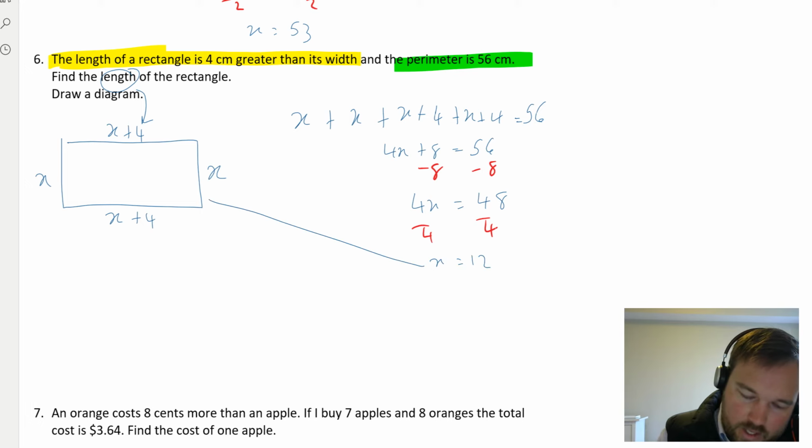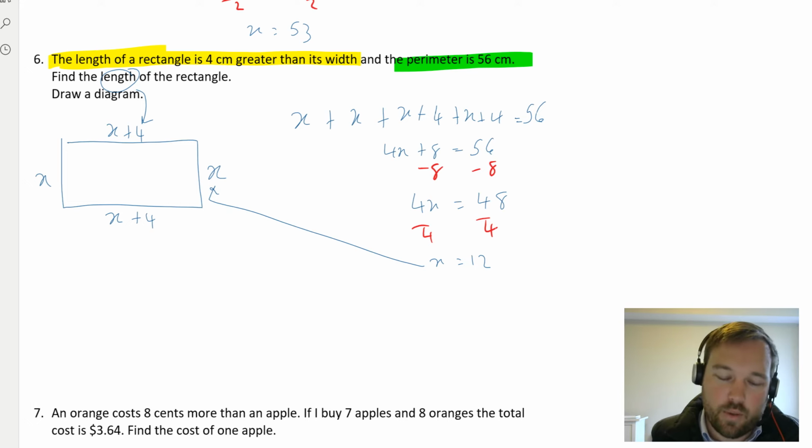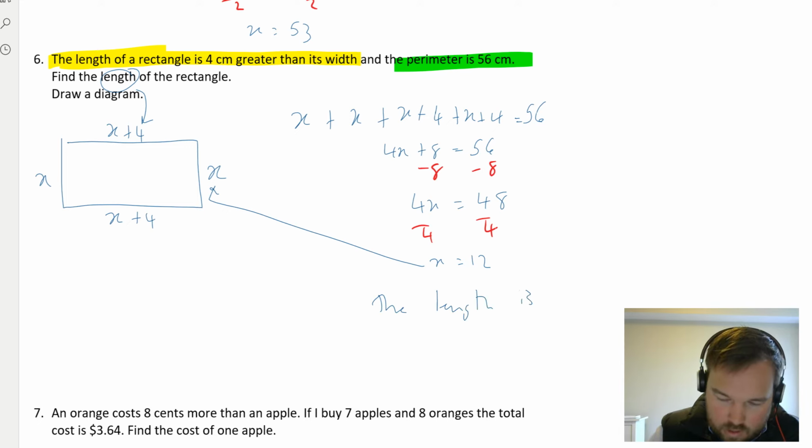So that means this side here is 12. But that's not what the question's asking. We want to find the length. And that's why drawing the diagram is really helpful. So, by convention, width is the shorter, length is the longer. So the length of the rectangle here is 16 centimeters.